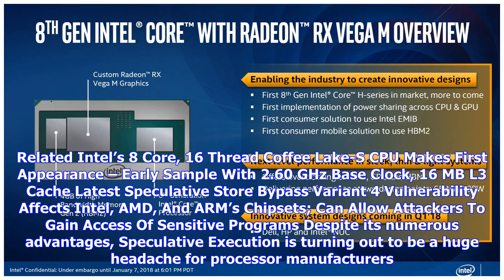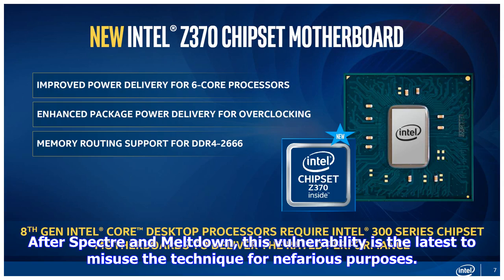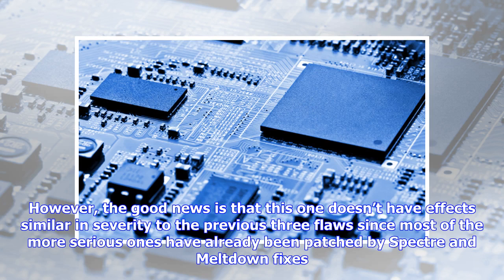Speculative execution is turning out to be a huge headache for processor manufacturers. After Spectre and Meltdown, this vulnerability is the latest to misuse the technique for nefarious purposes. However, the good news is that this one doesn't have effects similar in severity to the previous 3 flaws, since most of the more serious ones have already been patched by Spectre and Meltdown fixes.